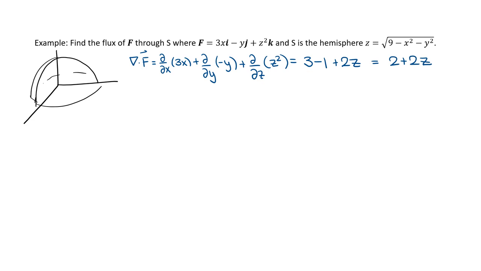So first thing I have to do is compute my divergence. So del dot F, derivative of my x component with respect to x was 3. Derivative of my y component with respect to y is negative 1. And finally, derivative of the z component with respect to z is 2z. So divergence simplifies down to 2 plus 2z. So the divergence theorem says we can integrate that quantity through the volume of this hemisphere.